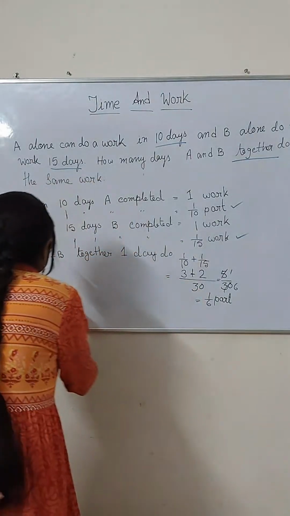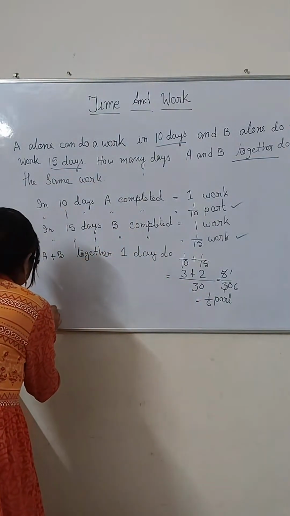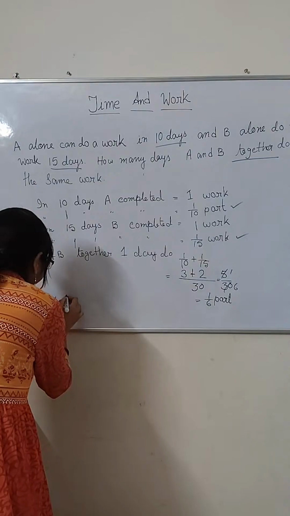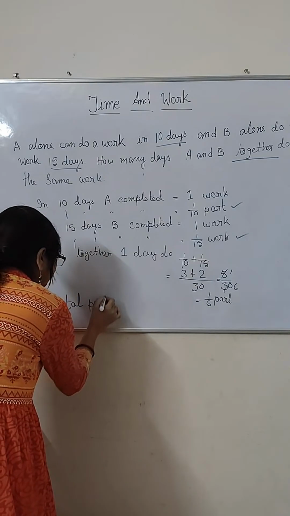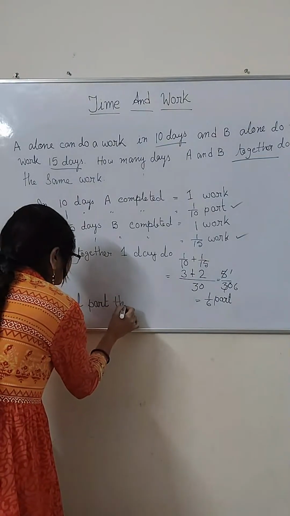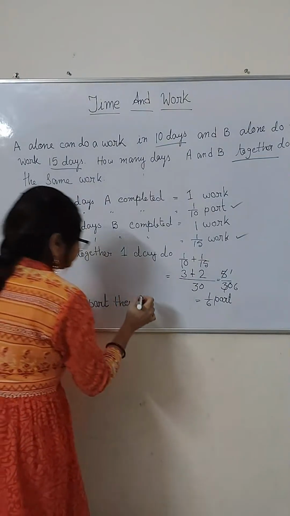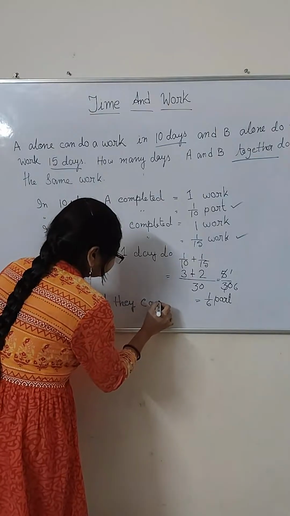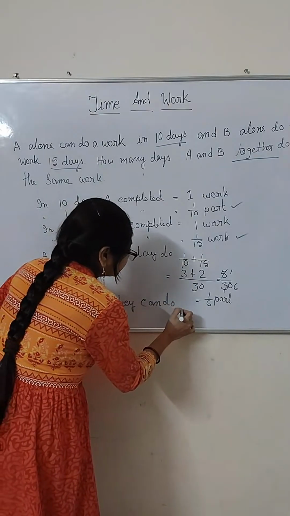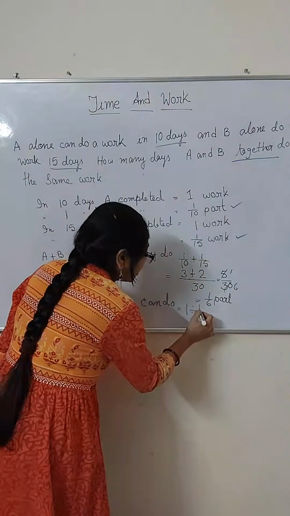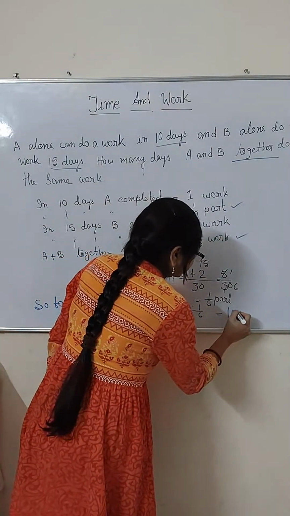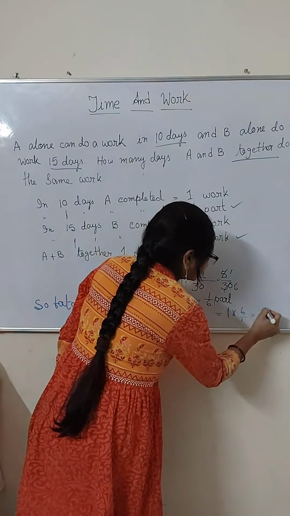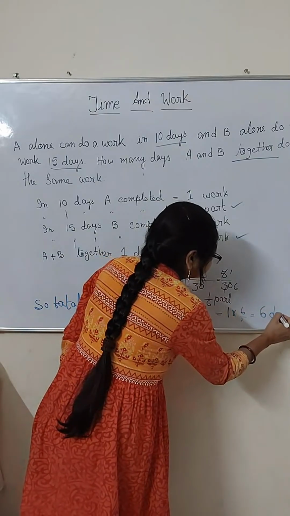Okay? So total part they can do, 1 divided by 1 by 6. 1 into 6 by 1 means 6 days.